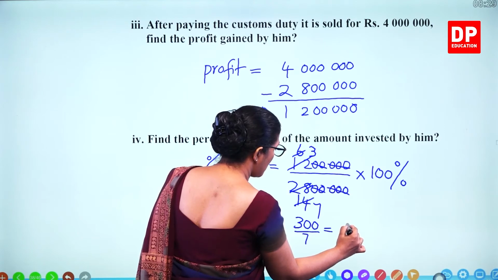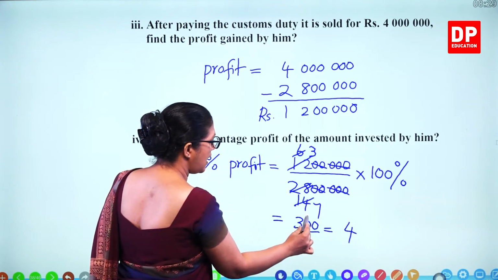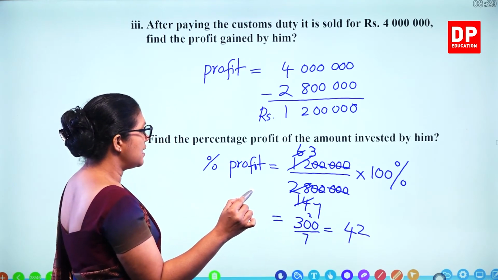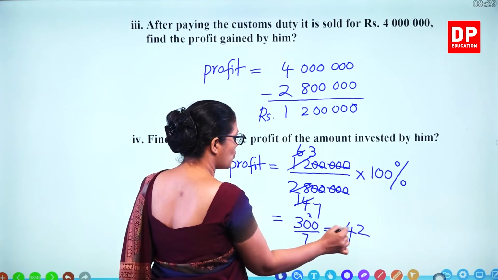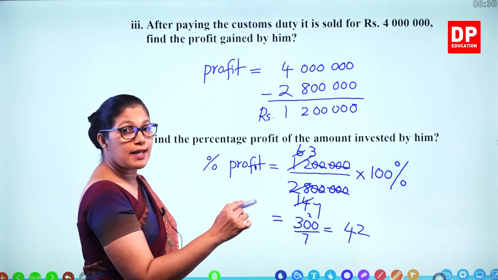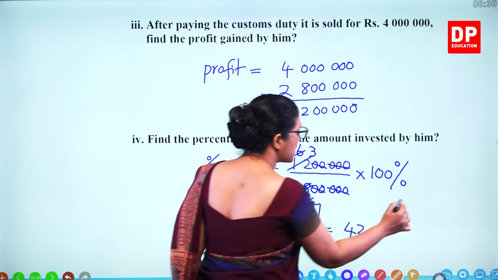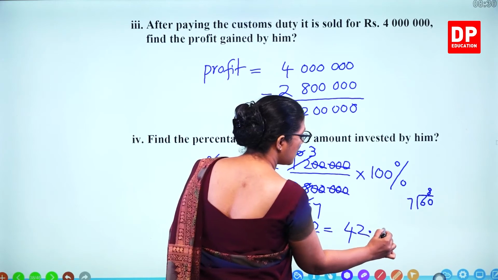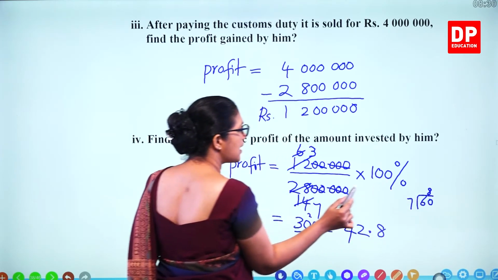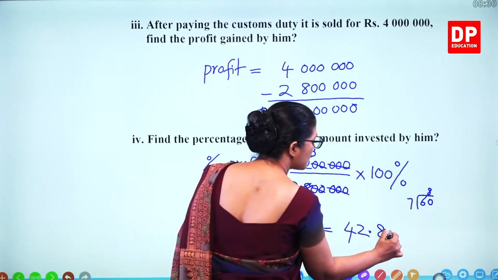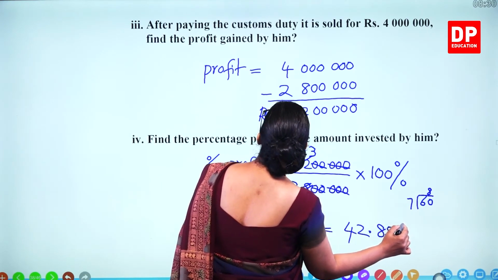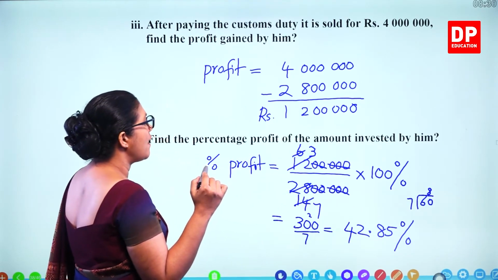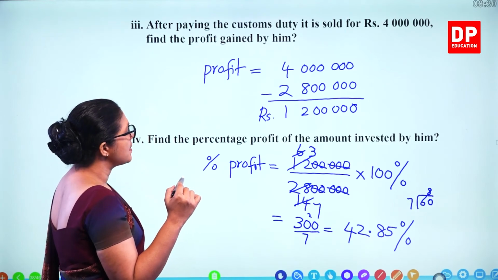7 times 4, 28. For 20, that's 2, 17. So 7 times 2, 14. So 6 remaining. So 6 over 7 or 60, again divide by 7. 7 times 8, 56, and 40 again 7 times 5, like that it's repeating. So we'll write up to 2 decimal place. So that's 42.85%. So that's the percentage profit.